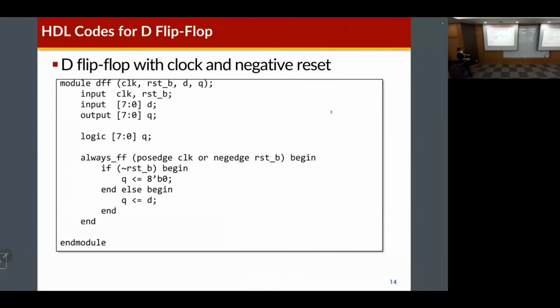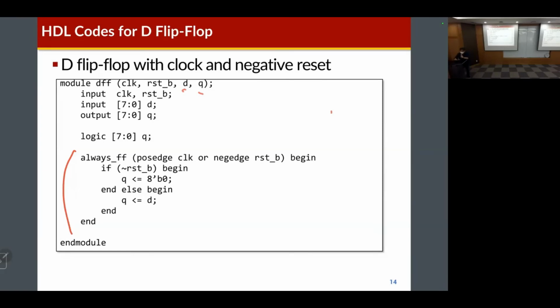So let's see this example code. This D flip-flop has 4 ports: a clock port, a reset port, and an input and output port. The clock and reset signals are 1-bit ports, and input D is an 8-bit port, and Q is also an 8-bit port. So this is the output. The behavioral model of this flip-flop with negative reset is somewhat different.